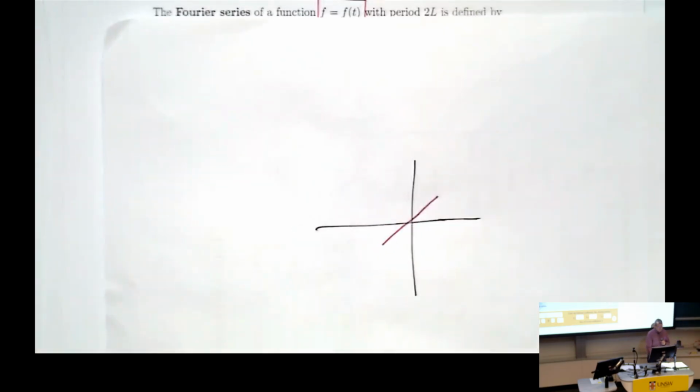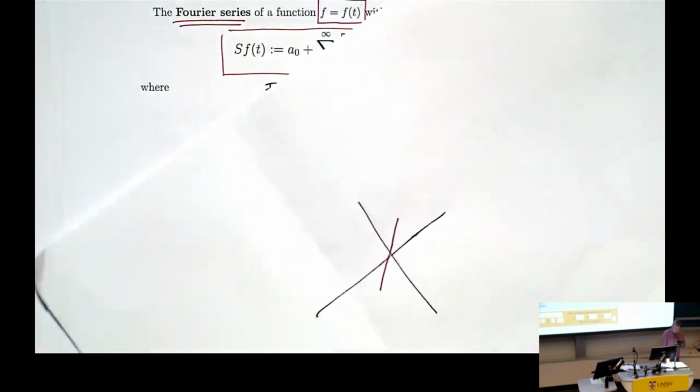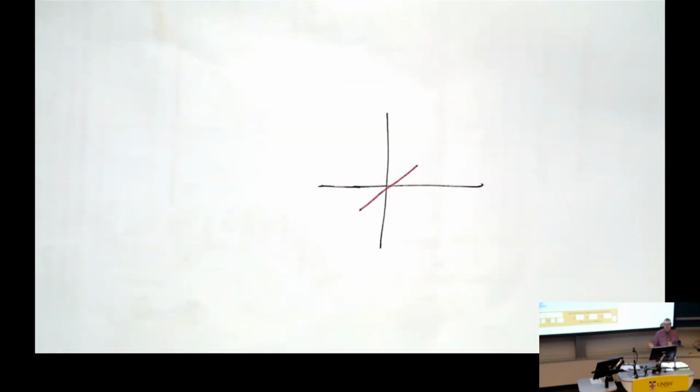Okay, you've got the pink function. I rotate everything 90 degrees. Oh my God, it's still the same, right? It's still the same graph. You just relabel the axes. Okay, that's an odd function.